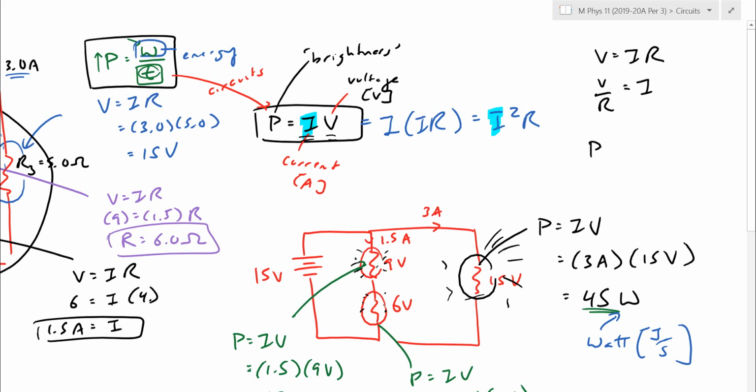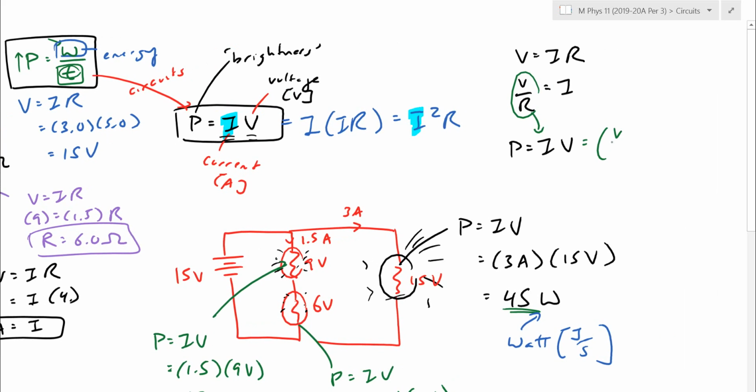What if I took this power formula, P is equal to IV, and I actually put in V over R instead of the I? So what we're going to get here is V over R times V, and in a similar fashion, I'm going to get something being squared. So now I actually have 3 different ways of writing power. They're all based on the same formula.